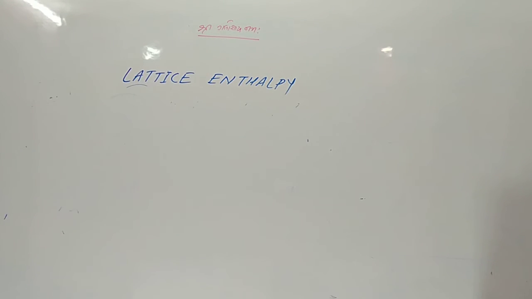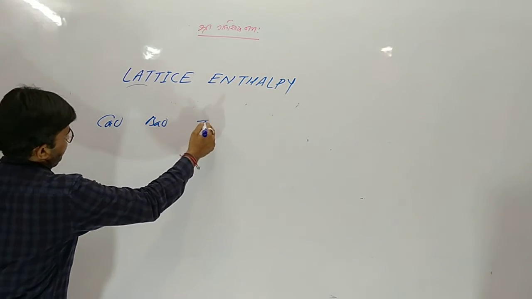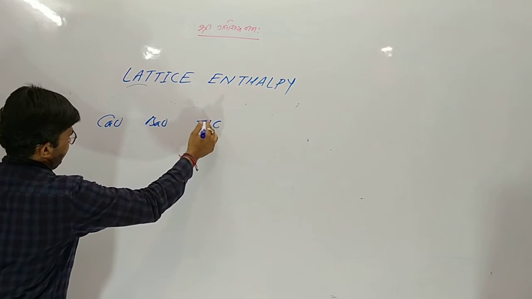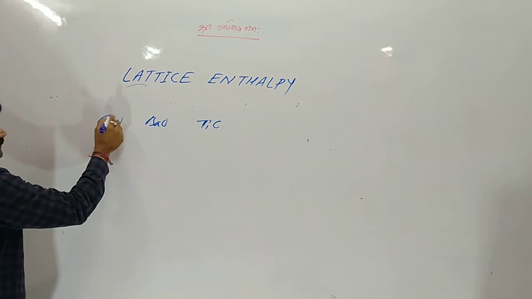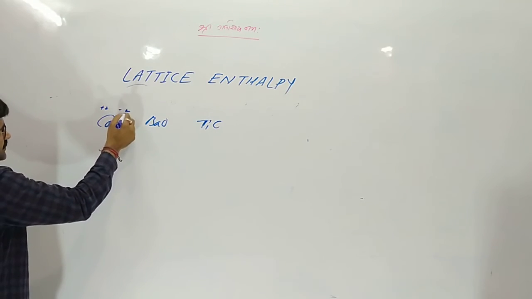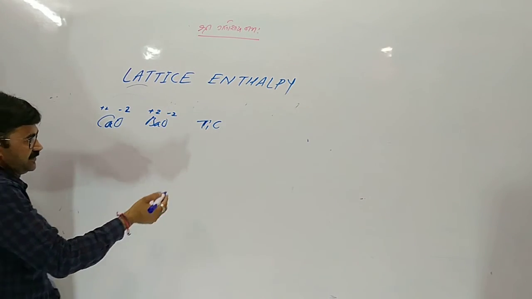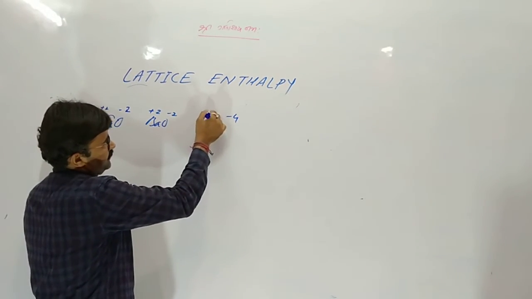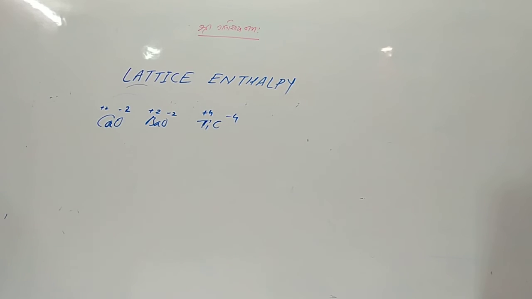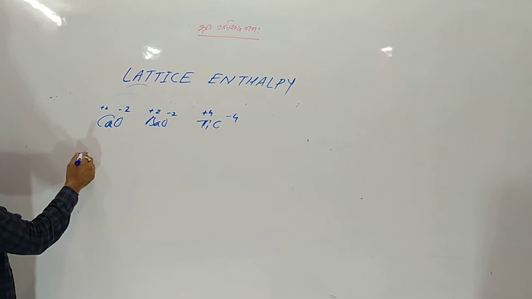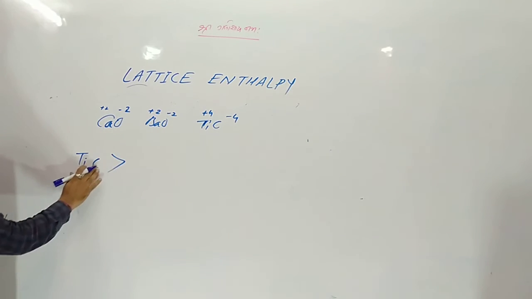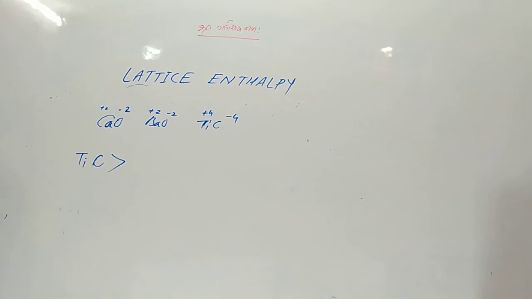Here calcium oxide, barium oxide and titanium carbide. Tell me: calcium plus 2, oxygen minus 2 charge, barium plus 2, oxygen minus 2, carbon minus 4, titanium plus 4. So obviously lattice enthalpy should be higher for titanium carbide.